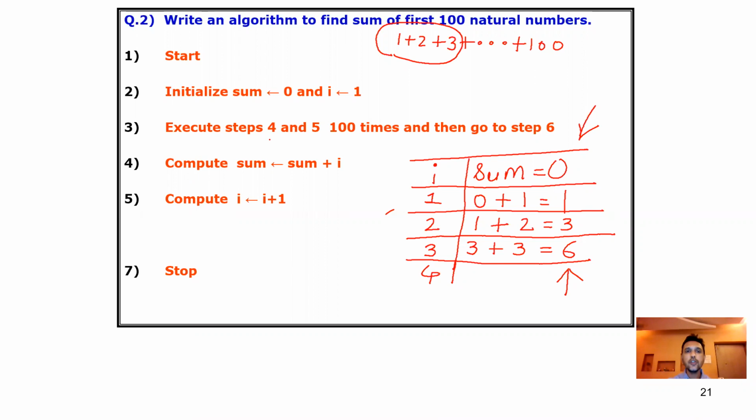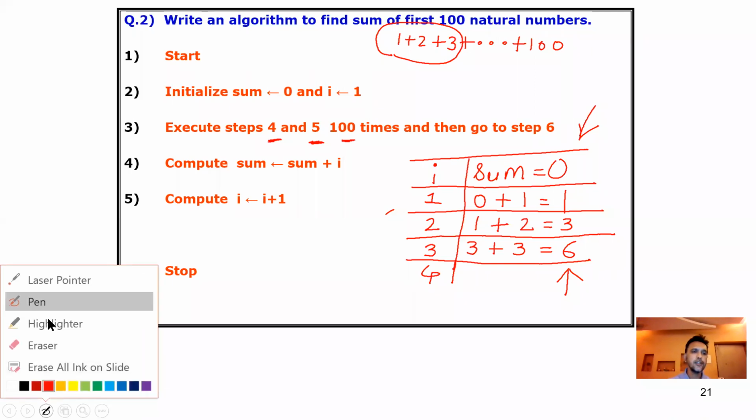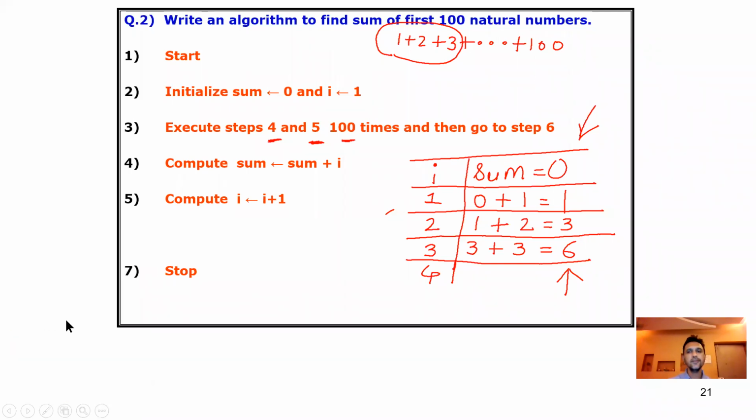So if I execute step number 4 and step number 5 100 times, you will get the sum of first 100 natural numbers, and that sum will be stored obviously in variable sum. So now come on, take a guess, what will be step number 6? Very simple, step number 6. Display sum. Very good. The answer will be display sum. Why? Because the answer is stored in variable sum. So guys, this was the logic of finding the sum of first 100 natural numbers.